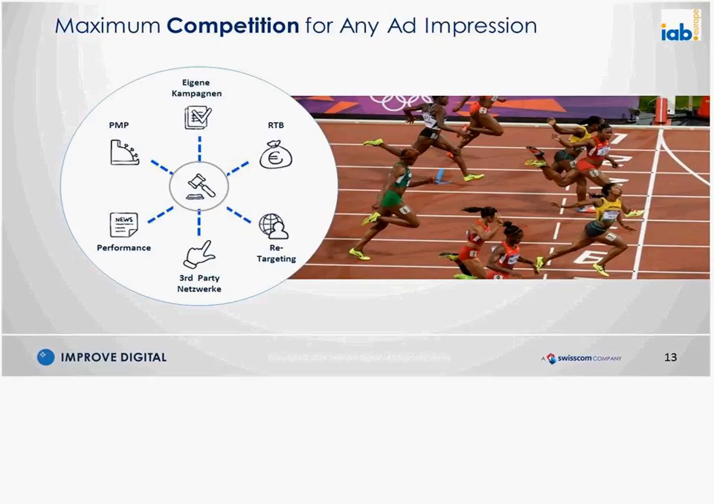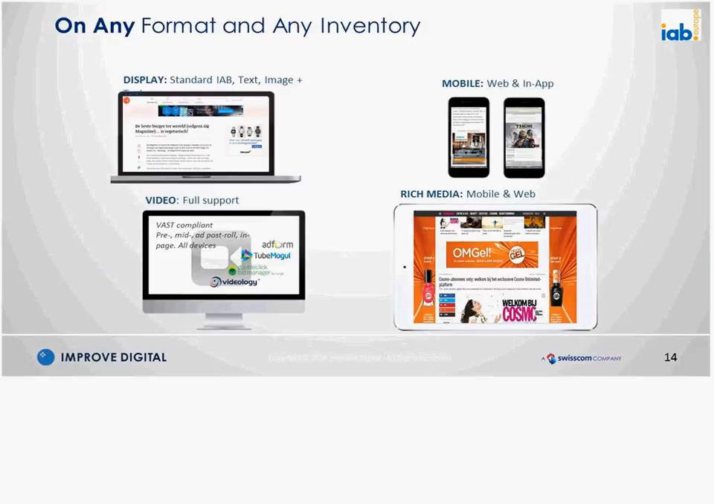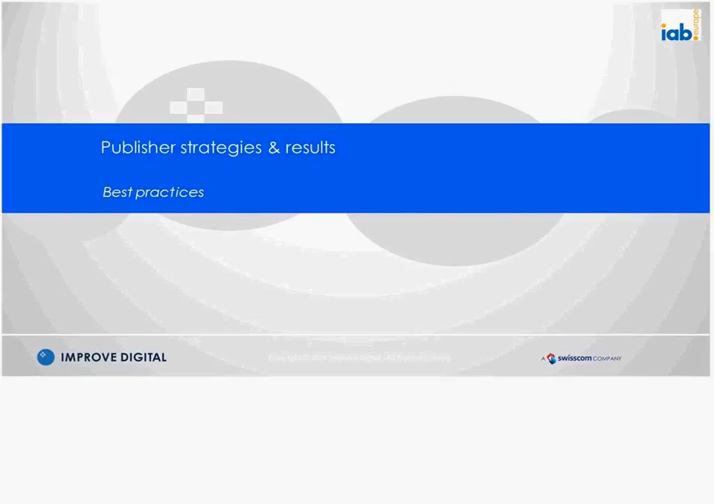This concept means maximum competition for each impression between classic direct sales, programmatic deal IDs, open RTB, retargeters, and also third-party networks. And when all prices compete, the highest price per ad impression can be proven, and this leads to maximizing revenues. It covers formats and any inventory, like display, standard IAB formats, also rich media formats, on mobile, on web, in-app, and also on video. And this is the concept Tamedia chose and has based their strategy upon.